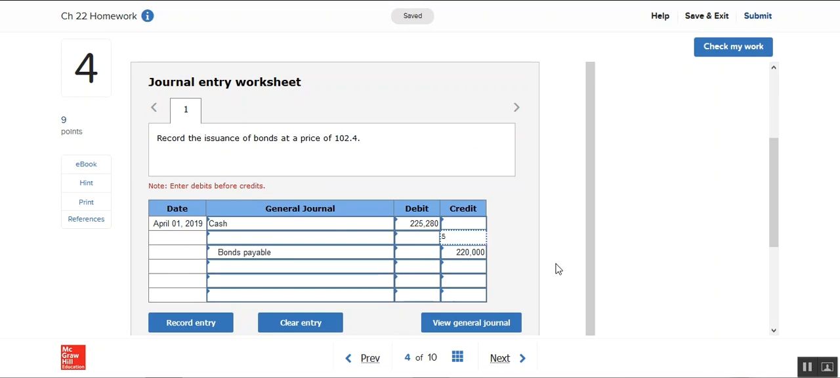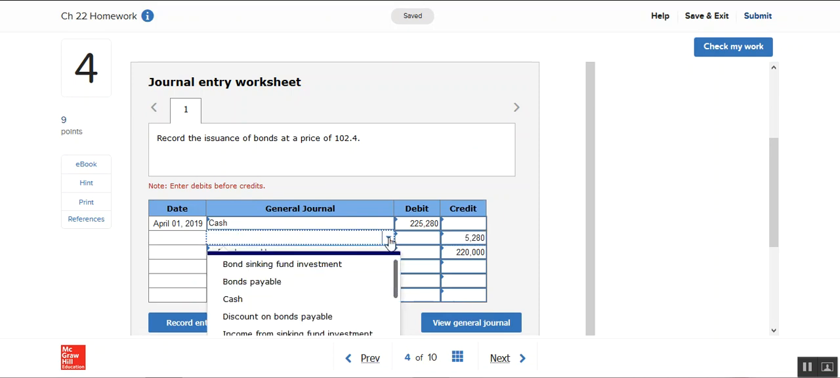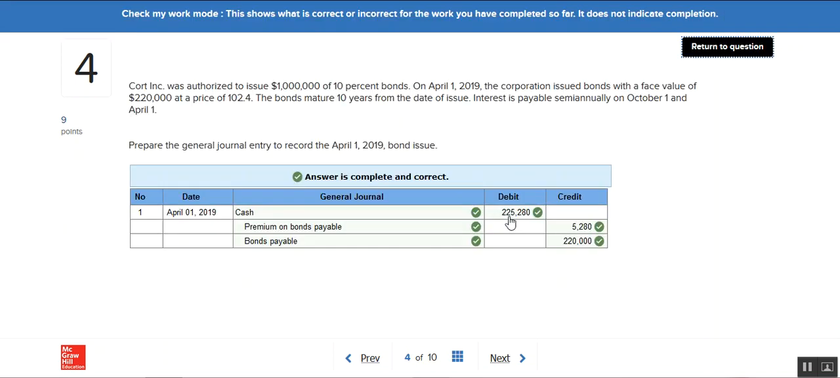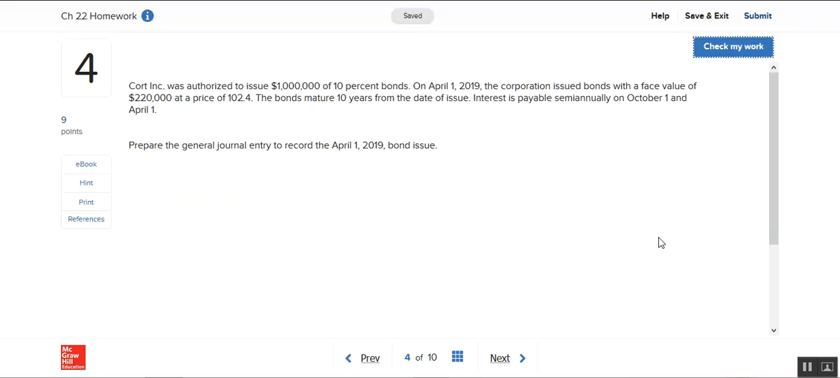So we're going to put in a plug number to balance our entry, and that plug goes to premium on bonds payable. Now it's a premium on bonds payable because we actually were paid a greater amount than what the bonds say on them. So we were paid more cash than what the bonds actually were supposed to be worth. And that is a credit. If we were paid less, then it would be a discount, and this number here would be over here under the debit. So debit is discount, credit is premium. So let me make sure I did my math right. All right, so number 4 is complete.